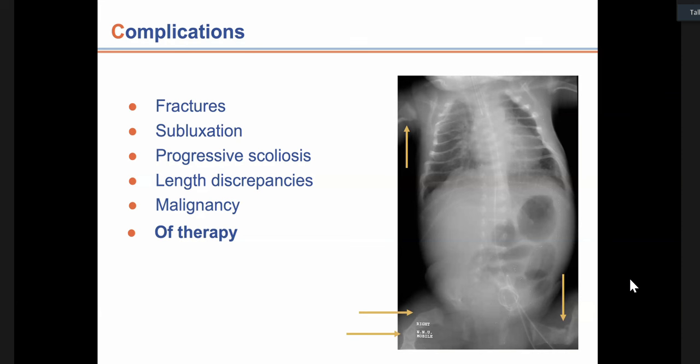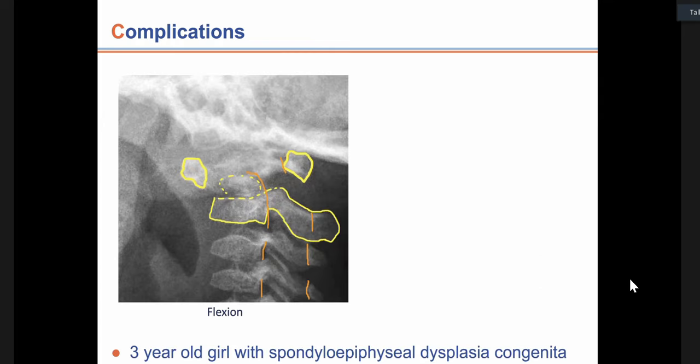Look for the complications, treat the complications, give them quality of life. And this is just to remind ourselves of what to look for in atlantoaxial instability. This is a 3-year-old girl with spondyloepiphyseal dysplasia congenita.